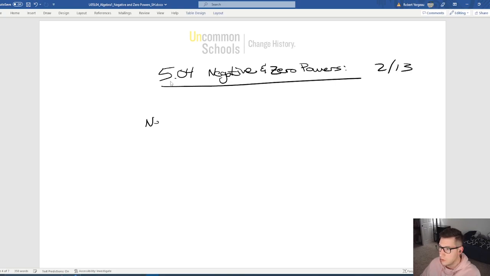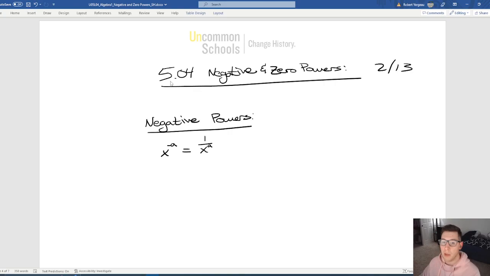Negative powers say the following. If we have x raised to the negative a, where a could be any number and quite frankly x could be any value, what we do with this is make it a fraction with x in the denominator with a positive power. In English, normally we start with a stamp, but with this one, it's going to be easier to talk about it after we see it.